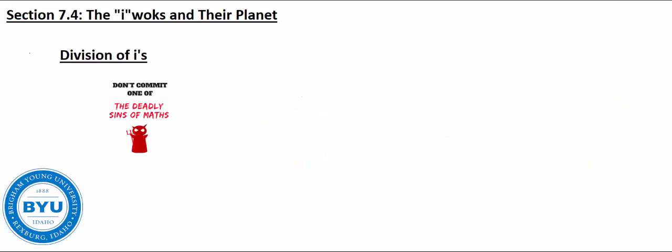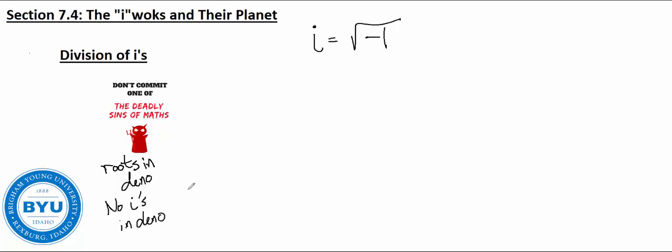You might remember in our last lesson or 2 lessons ago, we talked about one of the deadly math sins, and that you can't have roots in the denominator. Now, because i equals the square root of negative 1, we can't have i's in the denominator either. No i's in the denominator. So if you ever end up with a question like this, I don't know, 5 over i, that's not allowed.